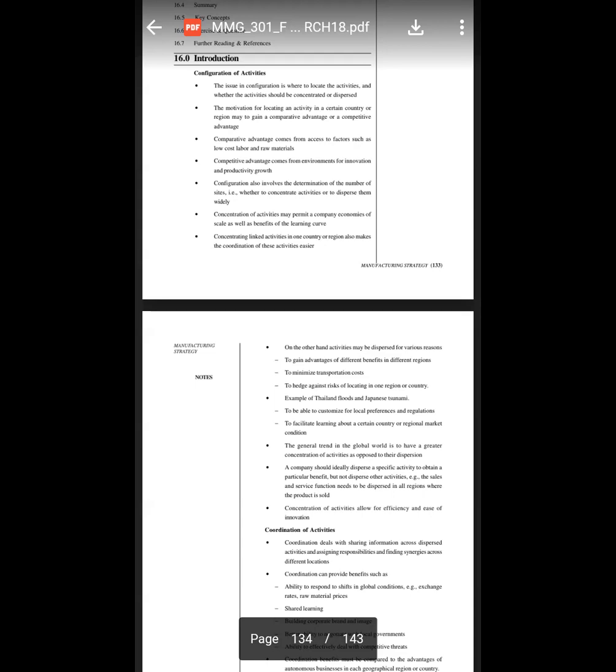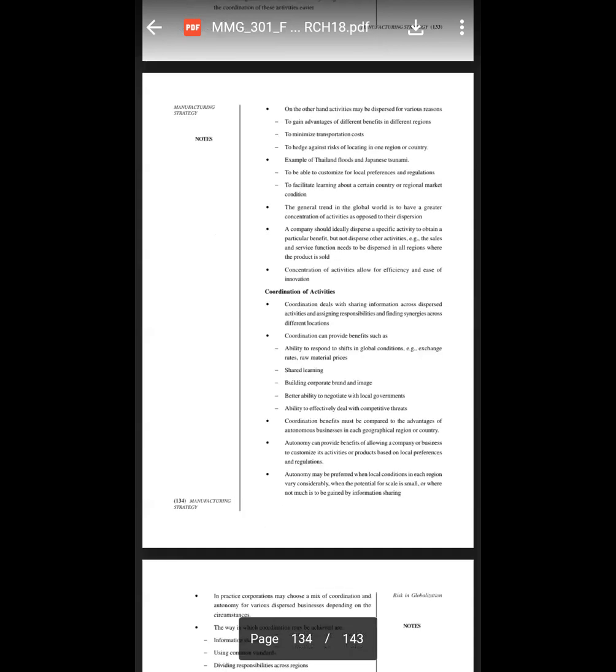Now, in coordination of activities, coordination deals with sharing information across dispersed activities, assigning responsibility and finding synergies across the different locations. Why do we need to do coordination? With the help of coordination, we come to know what the problem is and how to handle that problem, right? Coordination is very important for the growth of both the parties.